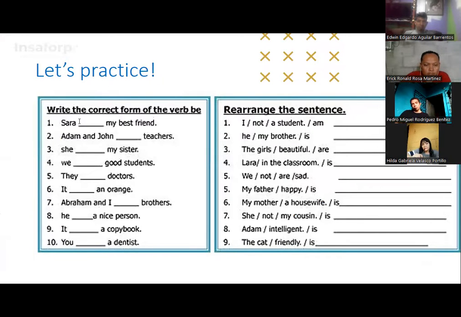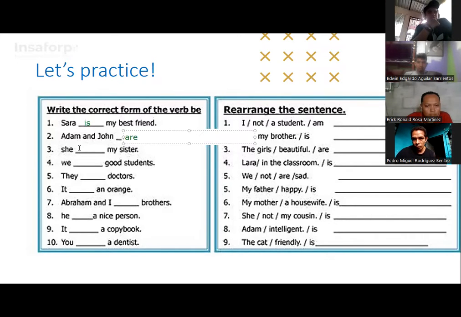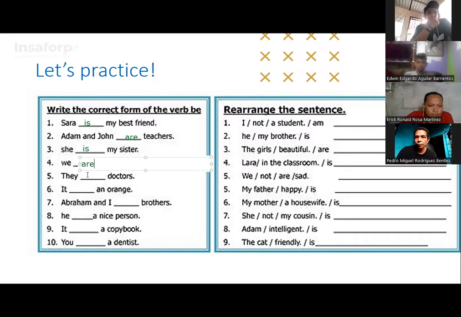Ok. ¿Cuál sería aquí number one? Sara is my best friend. Okay, number two. Adam and John are teachers. Yeah, nice. Number three. She is my sister. Number four. We are good students. Yes, that's right. Number five. They are doctors. Number six. It is an orange. Mm-hmm. Number seven. Abraham.